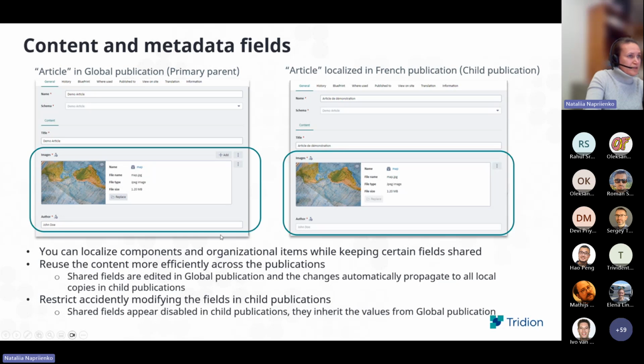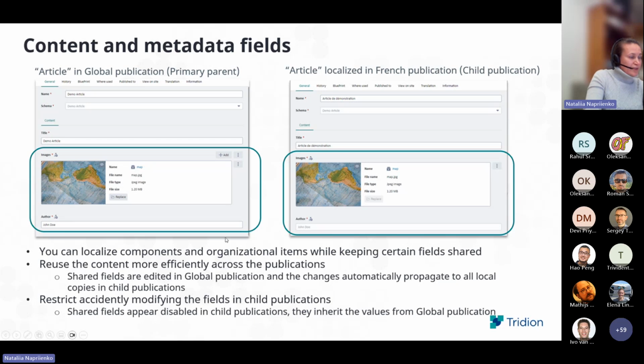For example, in my picture, you can see that you may want to keep a non-localizable images field or author field. It means that you can only modify it in a primary parent item, and the change is automatically propagated to all your local copies. With this approach, you can reuse the content even more efficiently across the publications. And it also allows you to restrict accidentally modifying the fields in a child publication.